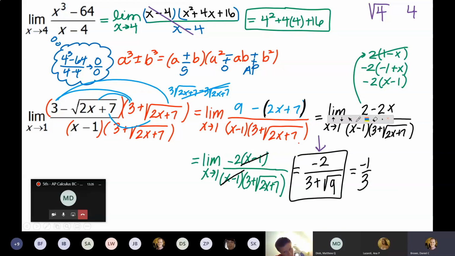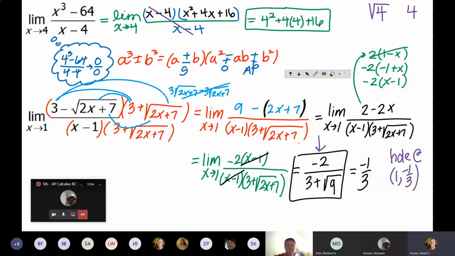Mr. Brown? Yes. Just a question. Where would that hole be for? Good question, for the second one or the first one? Either or. So the hole would be at the x coordinate where the limit is approaching, and then the y coordinate is the actual answer to the limit. I simplified the second one, so I'll talk about that one. The hole for that one would literally be at the x coordinate of 1 and the y coordinate of negative 1/3. Okay. Thank you.